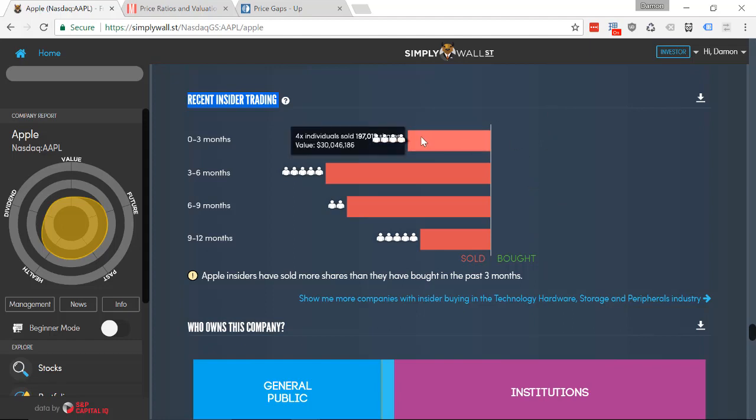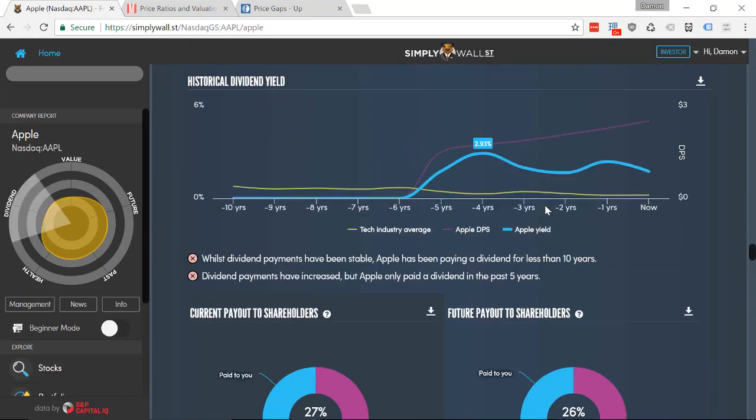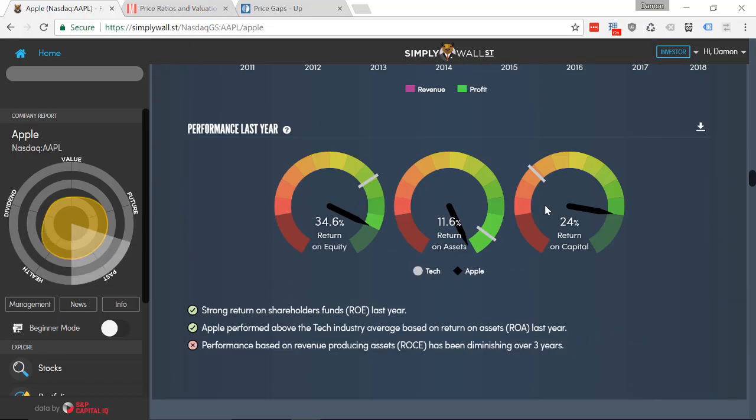And if you drag your cursor over, it'll tell you how many people bought and how many shares and what was the value of that purchase or sale. So I like having everything on one page. It's really convenient for the back-end fundamental stuff.